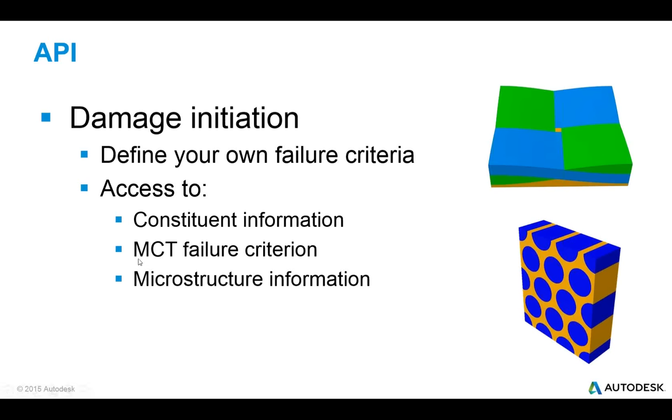We'll also give you access to the MCT failure criteria, which is the most powerful failure criteria that we have in Helius PFA. And finally, we'll give you access to what we call microstructure information, which basically means fiber volume fractions, a measure of how tightly these fibers are packed together. We'll give you access to fiber and matrix material properties. We'll give you access to whether it is a continuous fiber composite, a woven composite, and if it's woven, whether it is a 4, a 5, or an 8 harness satin.